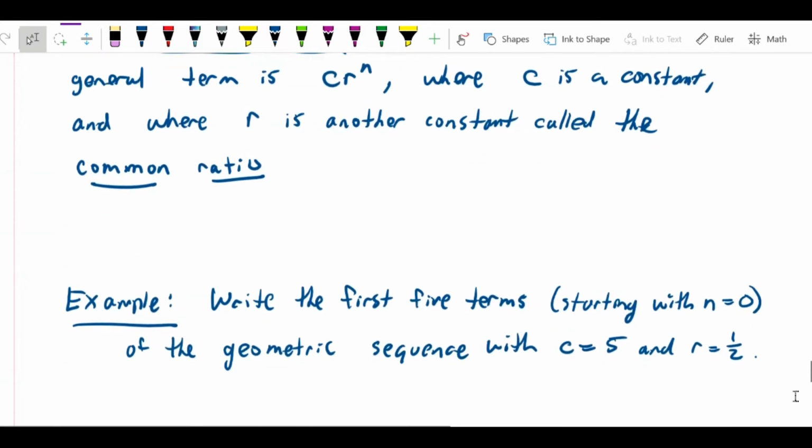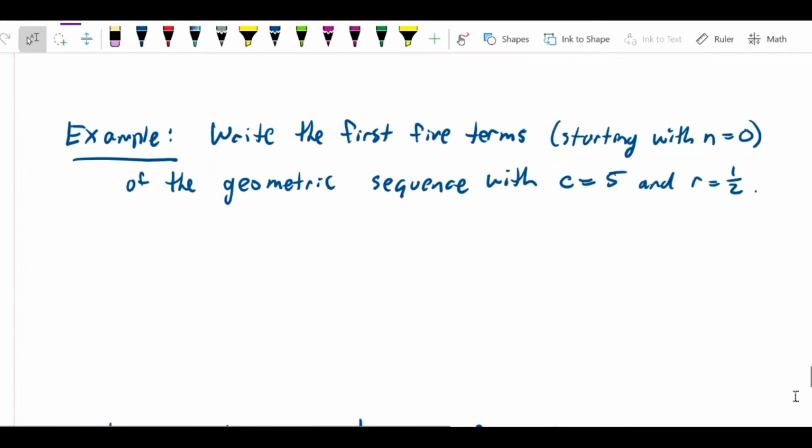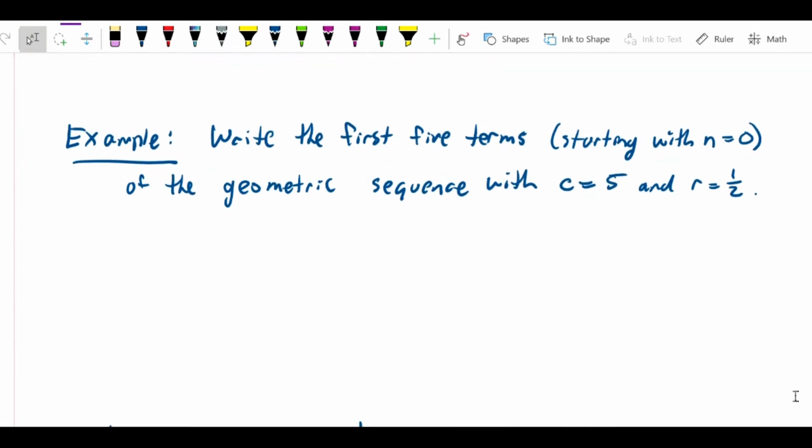So here's an example of what I mean by that. It's easier to see by example. Let's write the first five terms, starting with n equals 0, of the geometric sequence where c is 5 and r is 1 half. So recall that the general term is c r to the n. So the first term is going to be 5 times 1 half to the 0. Remember, we're starting with n equals 0, and that's fairly common with geometric sequences.